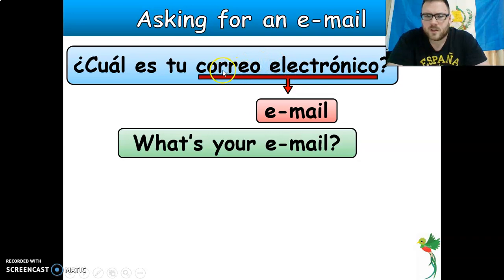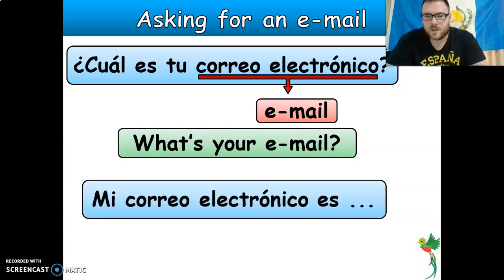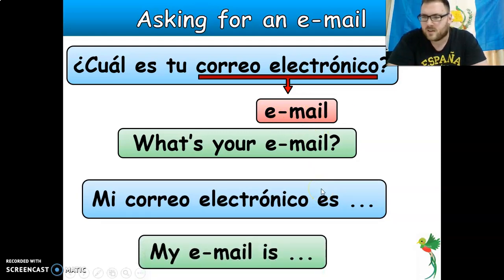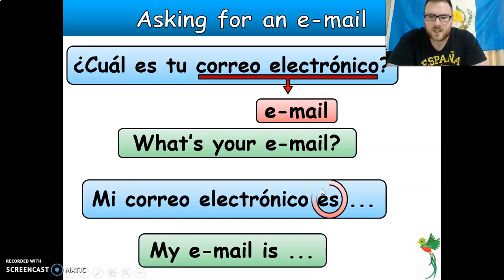Correo electrónico means email, or nowadays lots of people are just saying email because it's shorter, it's faster, and English is starting to influence other parts of the world and stuff. Alright, and then you respond, "mi correo electrónico es," or "mi email es," and then your email, my email is. And then once again, like with the "mi teléfono es," you can just say "es," and then whatever it is, or you can just say it.